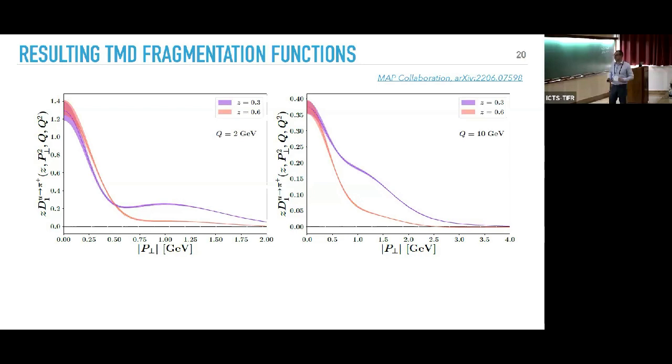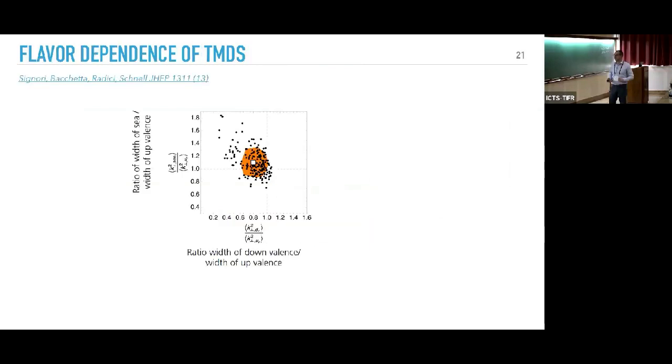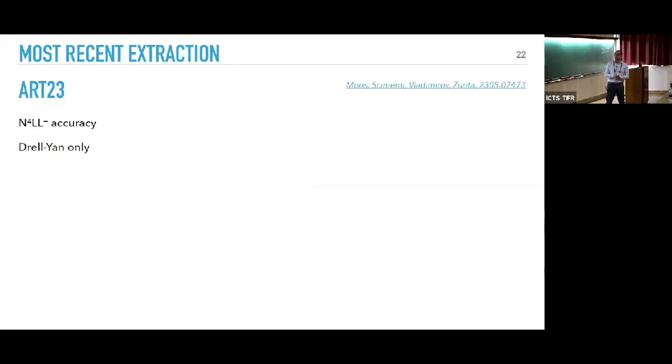What about flavor dependence? There are not many studies about flavor dependence. We did some exploratory studies back in 2013, so more than 10 years ago. And at that time, we concluded that there was room for flavor dependence, so we couldn't say they have to be the same, but we could also not clearly say they have to be different. And nowadays we are starting to do extractions which take into account also the flavor dependence of TMDs. For instance, this is the most recent extraction of TMDs on the market. It's called ART23, by the group of people collaborating with Scimemi and Vladimirov.